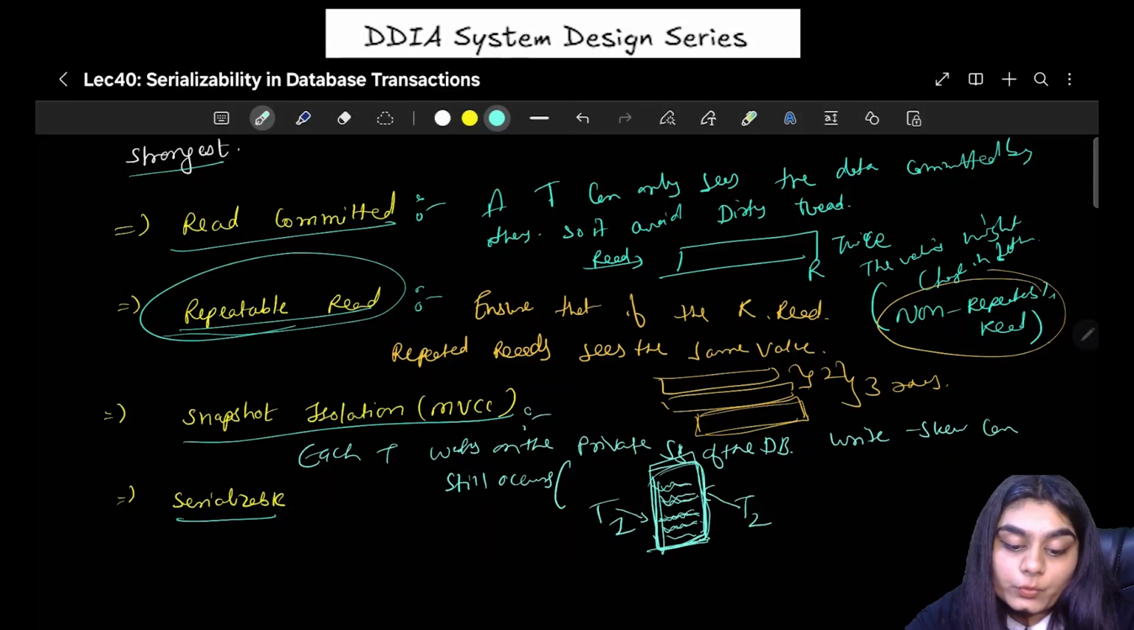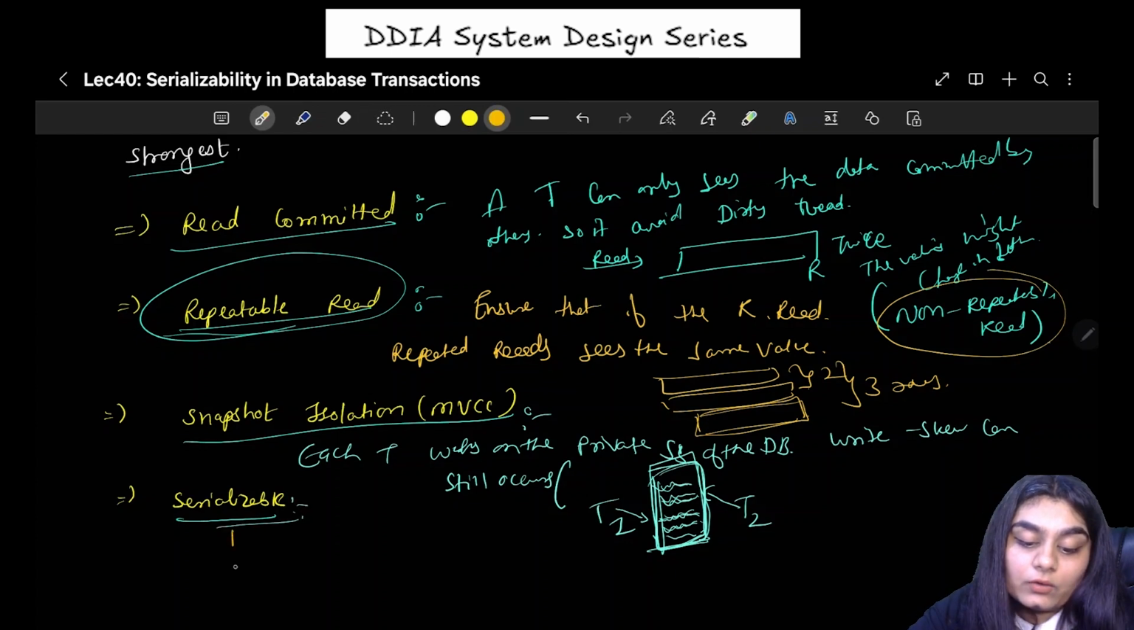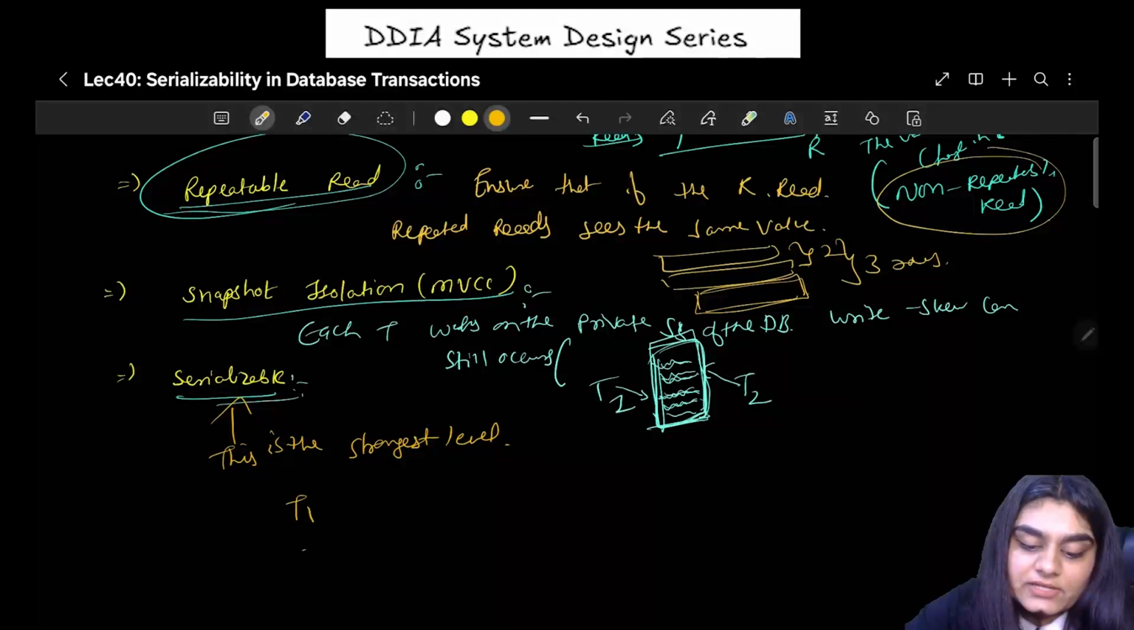Okay, so let's move towards the next one, that is serializable. Now, this is the strongest level. In this, transactions are completely isolated.